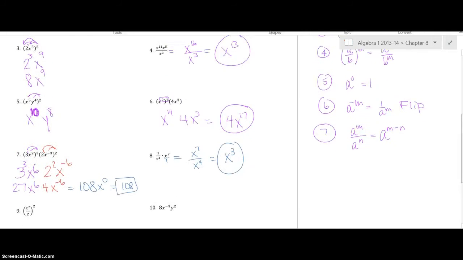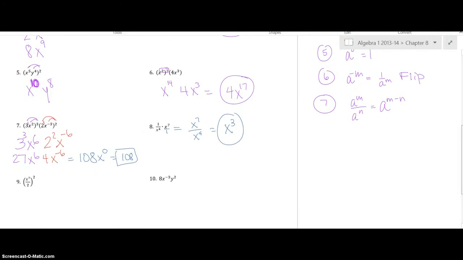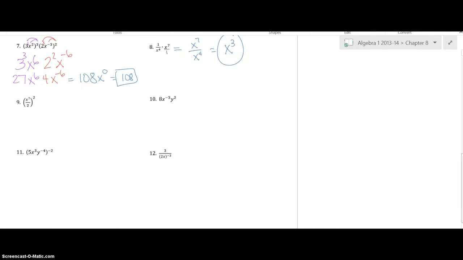Number 9, we are going to use rule number 4 and raise everything in the parentheses to the second power. And when we do so, again, we are going to multiply those exponents. So we get x to the 14th over 2 squared. But we know that 2 squared is 4, so we're going to have x to the 14th over 4.